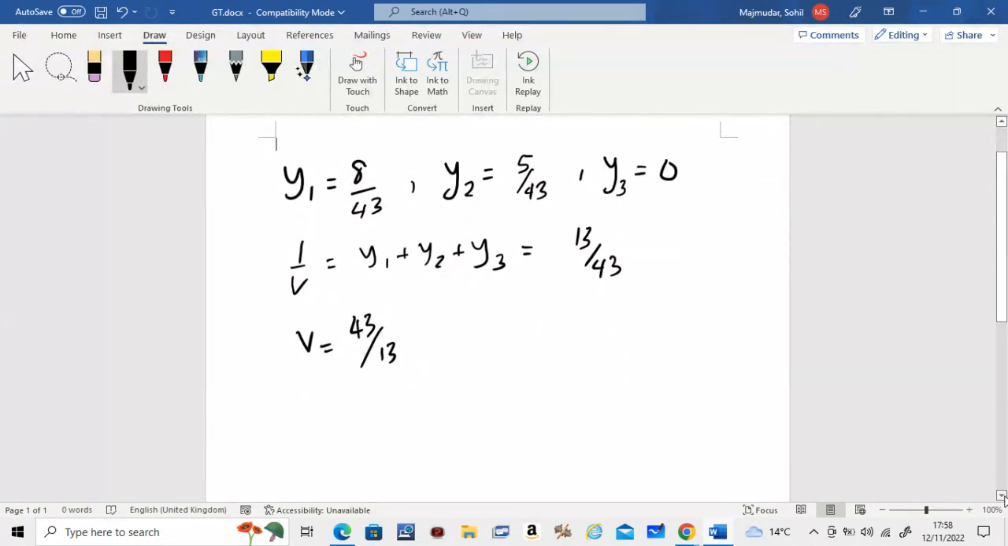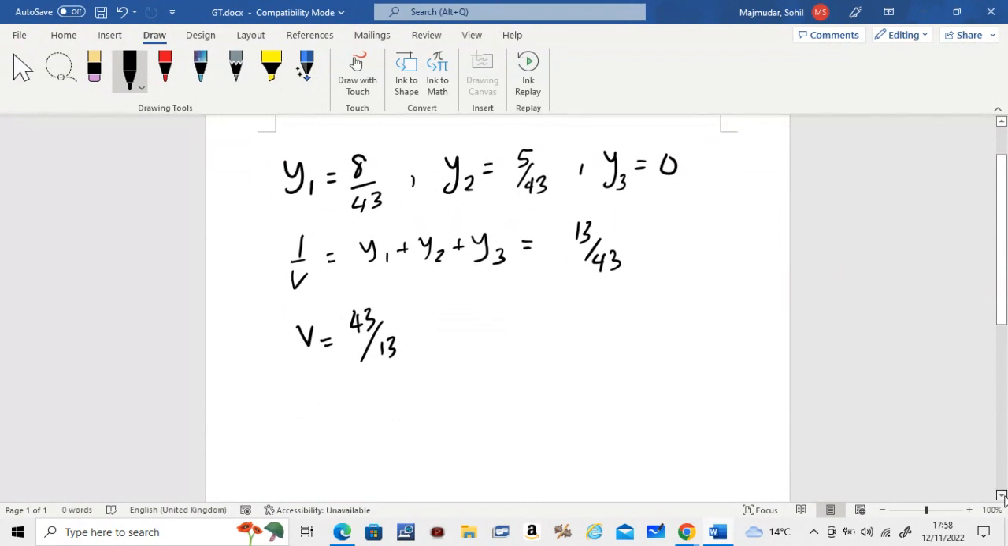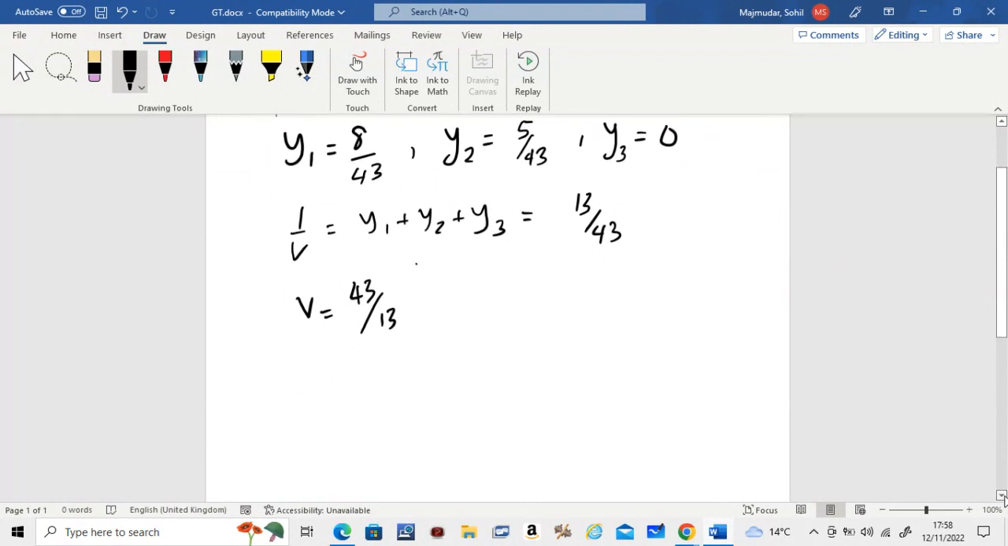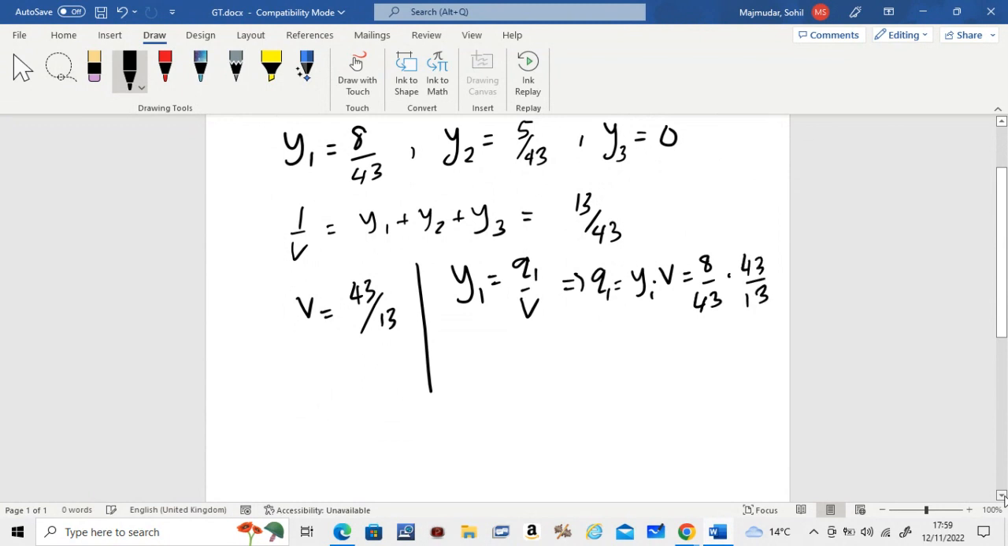But our main aim was to find Q1, Q2, Q3, not Y1, Y2, Y3. So we go back to the definition of Y1, Y2, Y3. What was Y1? Q1 over V. That tells you that Q1 is Y1 times V. So what is Y1? 8 over 43 times V, which is 43 over 13. That makes your Q1 to be 8 over 13, which is approximately 0.615.